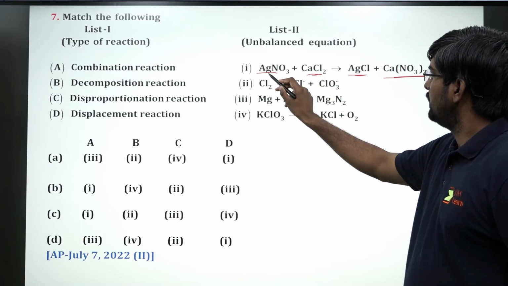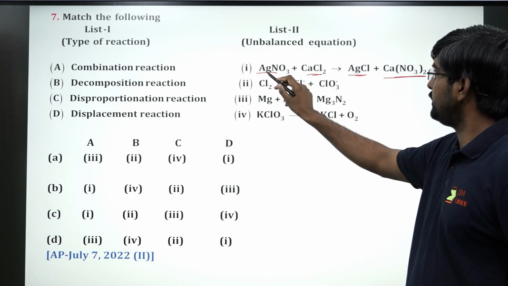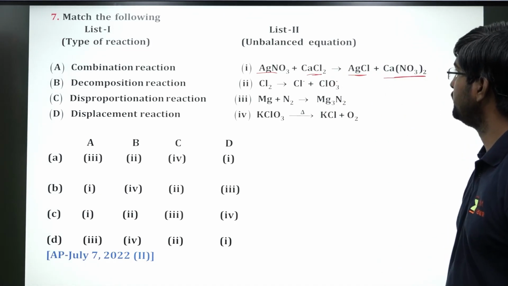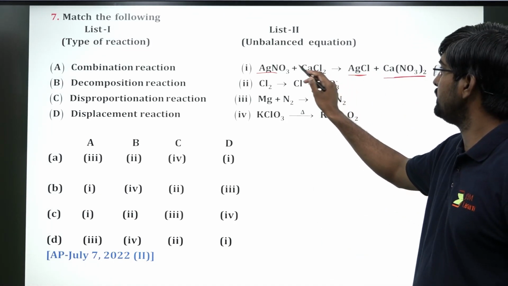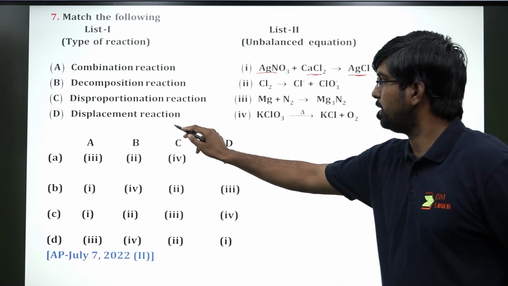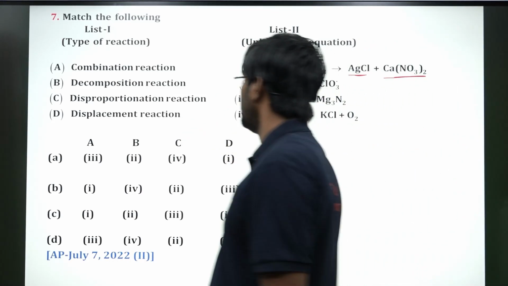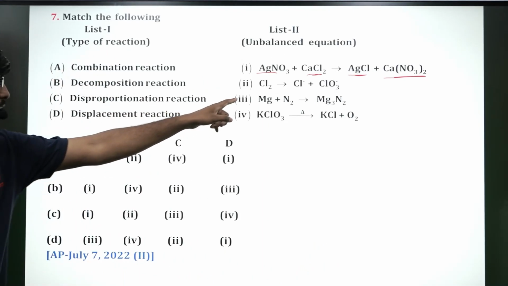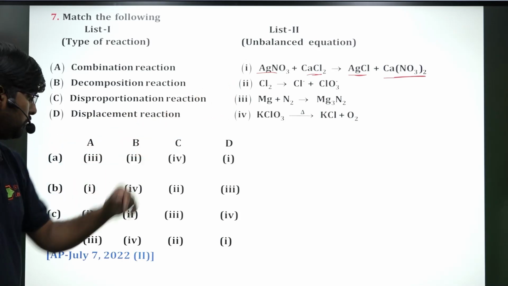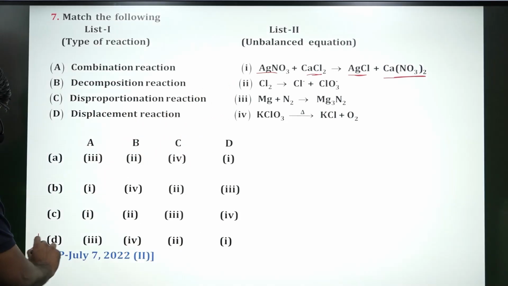See here, silver, Ag+, is substituted or displaced by the calcium +2, and here calcium is displaced by the silver. So that's why for the displacement reaction this is the correct matching. So for A 3, for B 4, for C 2, for D 1. So option D is the correct answer.